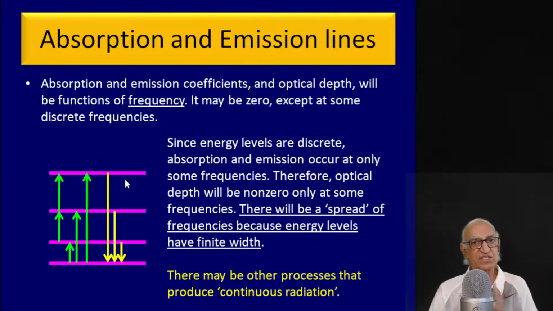Now, where does the continuous radiation come from? Well, that may be due to entirely different processes. We will discuss that in a separate lecture on radiation from accelerated charges.